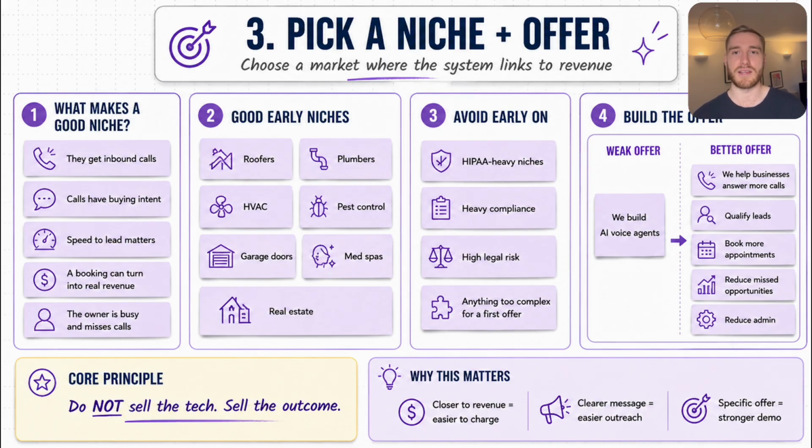Focus on things like we help business owners answer more calls. We can help you qualify your leads and book more appointments and make you more money. That is the outcome. They don't care about the features. So again, just to underline, do not sell the tech, sell the outcome. The closer you are to the revenue, the easier it's going to be to charge money for it.